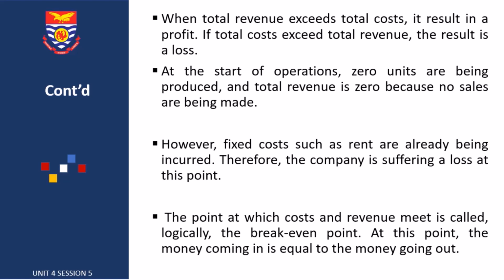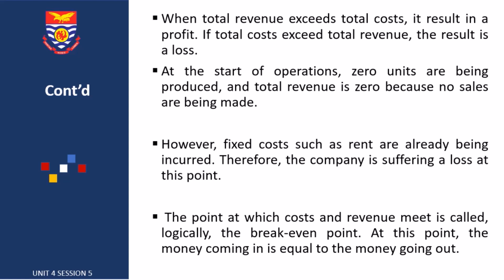And at the start of production, you see 0 units are being produced, so total revenue is 0 because no sales are being made. So the total cost curve does not start from 0, but the total revenue curve starts from 0, because if 0 units are produced, 0 total revenue will be achieved. But the total cost curve does not start from 0, because even when there is no production, the firm will still incur a fixed cost. Remember, total cost is fixed cost plus variable cost.